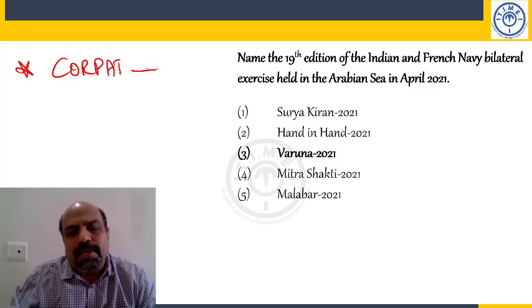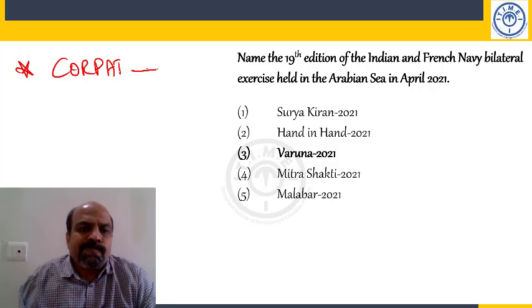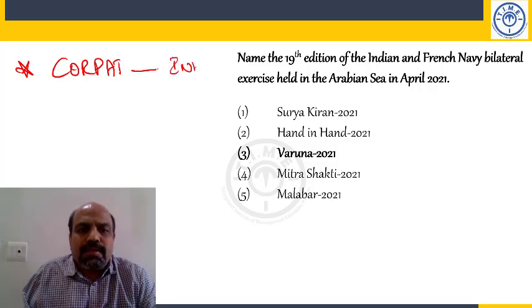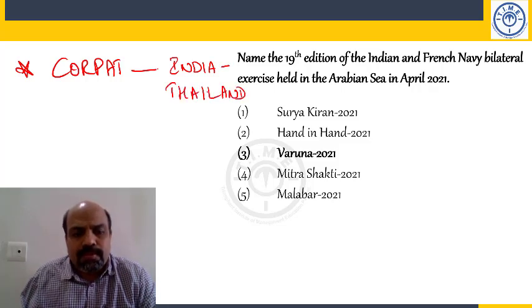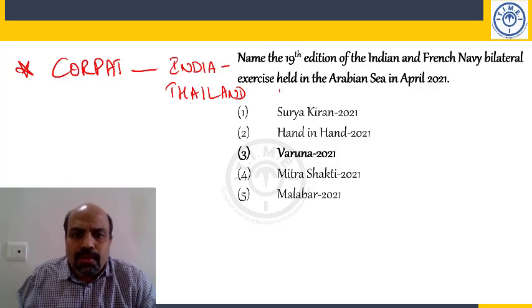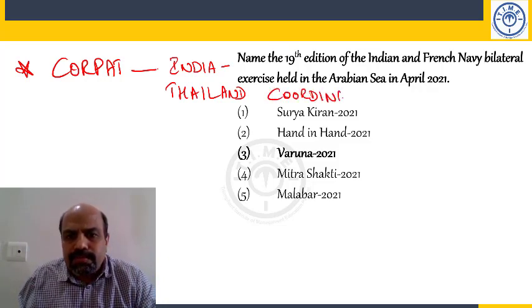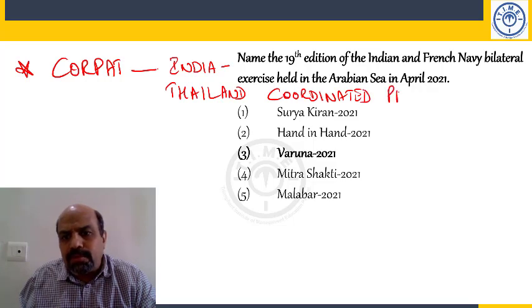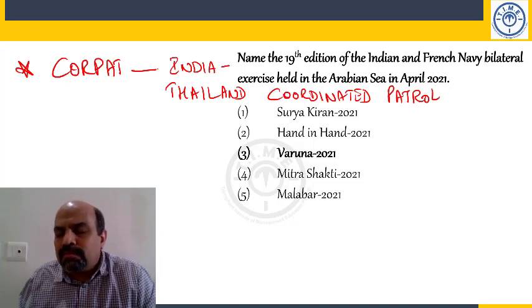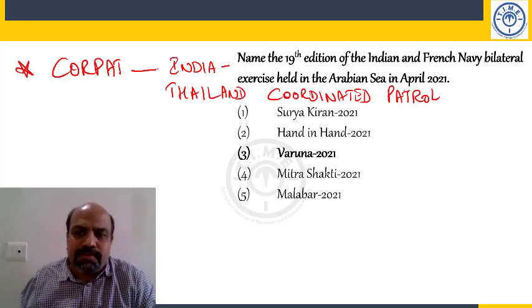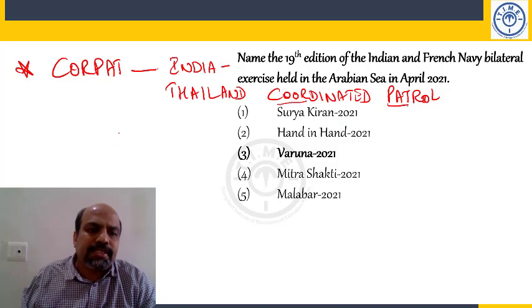Next, Corpat, India, Thailand. Coordinated patrol. Patrol means moving around to check to avoid any unpleasant illegal stuff. So basically it's a checking. Coordinated patrol, so Corpat.